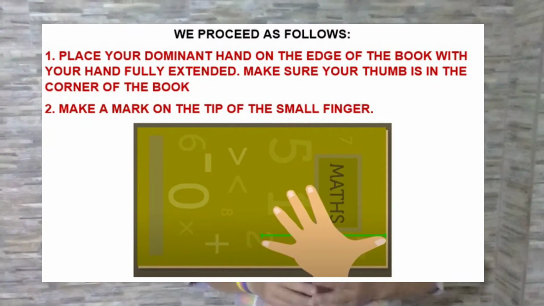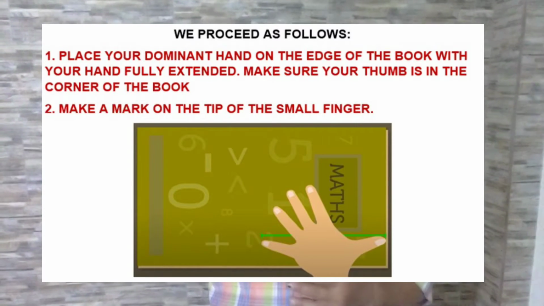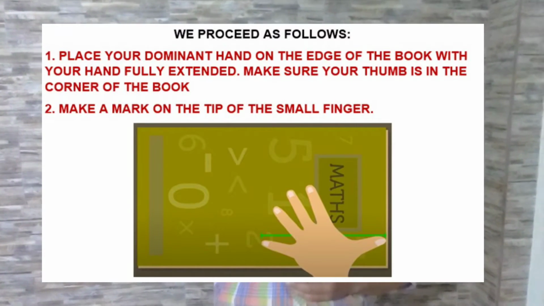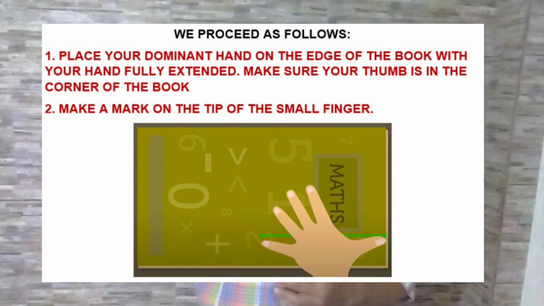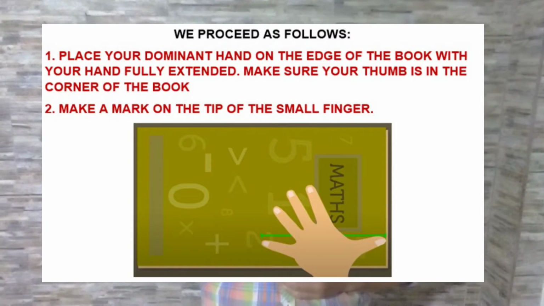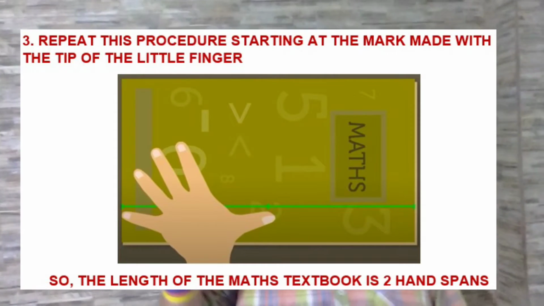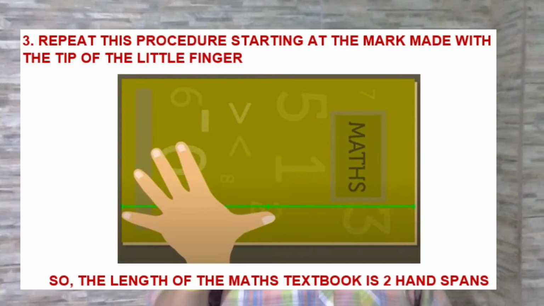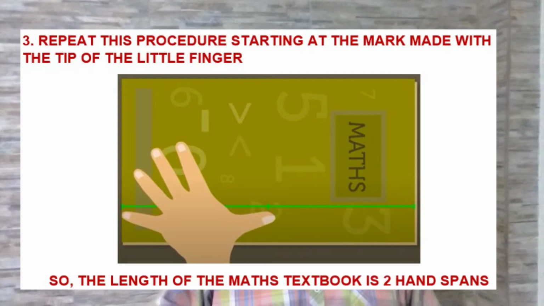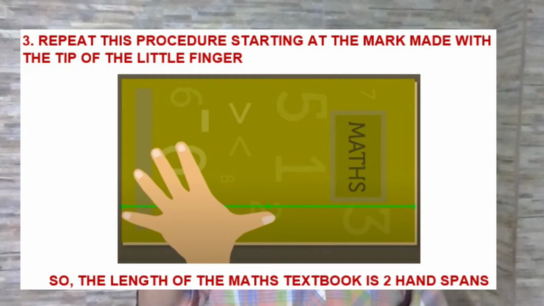First, place your dominant hand on the edge of the book with your hand fully extended. Make sure your thumb is in the corner of the book. Second, make a mark on the tip of the small finger. Third, repeat this procedure starting at the mark made with the tip of the little finger. So, the length of the maths textbook is 2 hand spans.